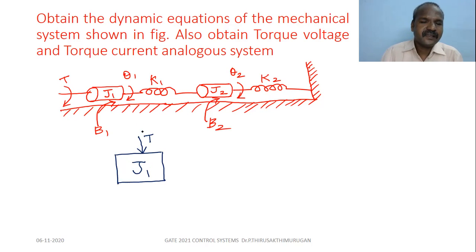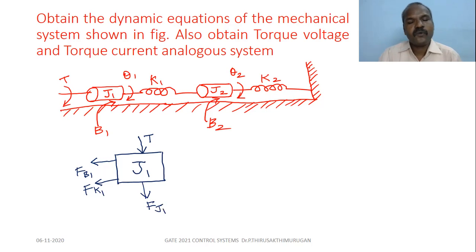Next, say this is torque. Next, force due to B1, then force due to K1, then force due to the self mass. Self mass is moment of inertia. What is the force Fj?